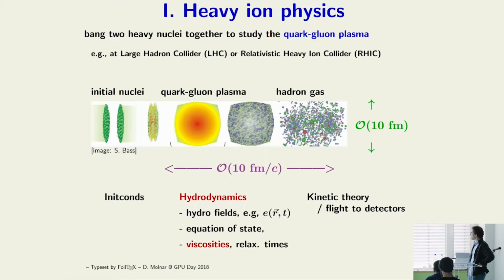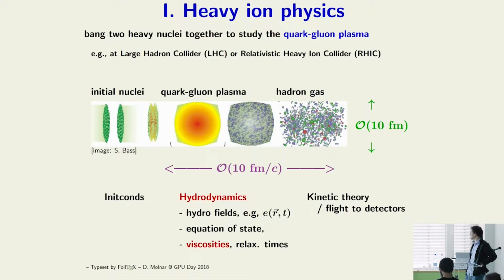You have nuclei colliding, and we believe that in a collision, there is something called a quark-gluon plasma that forms, so there are quarks and gluons which make up this system. It's a many-body system. It lives for a short time. Some funny units, Fermi over c, and Fermi are the natural length scale and time scale in the problem. And then it breaks up, and in the end, the particles fly to detectors.